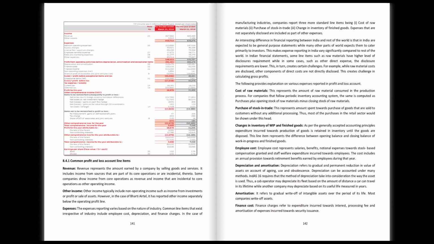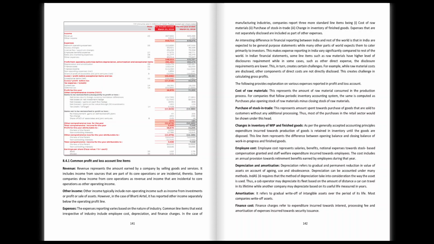An interesting difference in financial reporting between India and the rest of the world is that in India, financial statements are expected to be general-purpose statements, while many other parts of the world expect them to cater primarily to investors. This makes expense reporting in India vary significantly compared to the rest of the world. In Indian financial statements, some line items, such as raw materials, have higher levels of disclosure requirements, while in some cases, such as other direct expenses, the disclosure requirements are lower. This, in turn, creates certain challenges. For example, while raw material costs are disclosed, other components of direct costs are not directly disclosed. This creates a challenge in calculating gross profits.